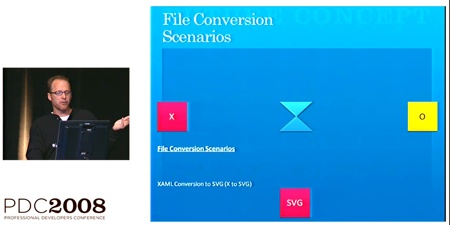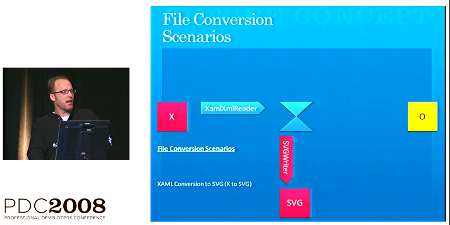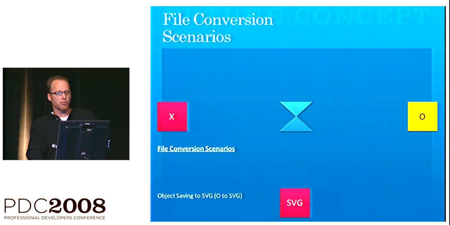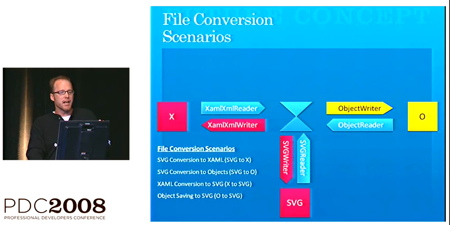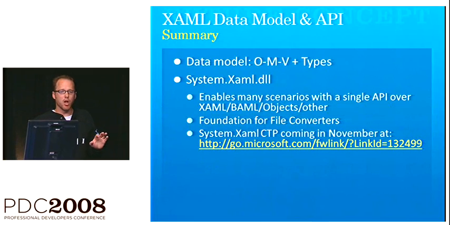If I had XAML and wanted to convert to SVG, you just use the built-in XAML XML reader, and you'd have an SVG writer that the file converter author would write. And you could do the same thing, going straight from objects that were WPF 2D objects, and you could save to SVG if you wanted to. So there's a bunch of new scenarios that system.xaml will open up.